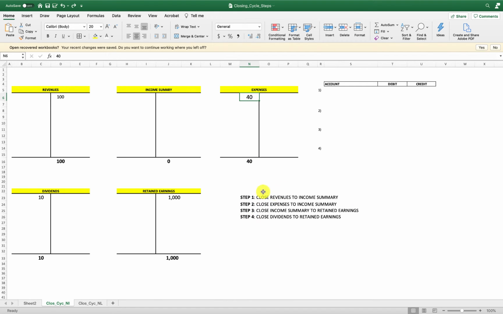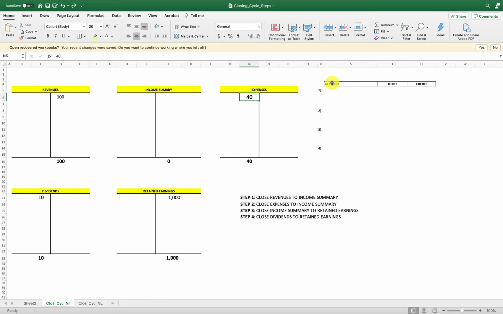All right, so here's our steps. The first step is close revenues to income summary. And when we say close something, we mean make it zero or zero it out. So here's revenues. Revenues is $100 on the credit side. How do I make revenue zero? Well, there's only one way to make revenue zero. That is to put $100 on the debit side.